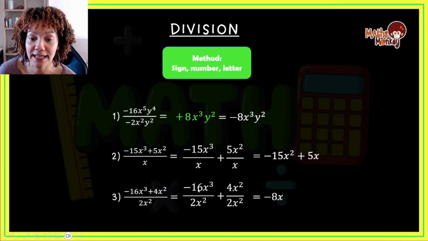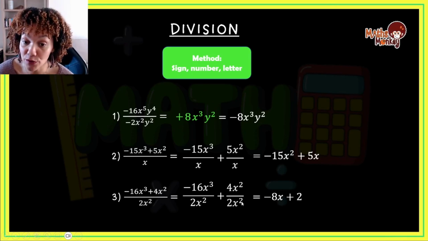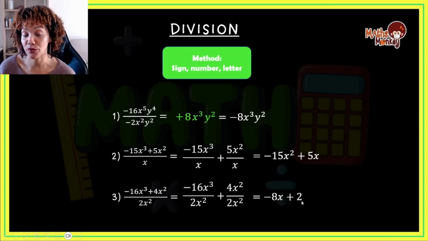Right, so a negative divided by positive is a negative. 16 divided by 2 is 8, and x3 divided by x2 is x1. And then in this case, we've got 4 divided by 2 gives me the 2. And take note, I've got x to the power of 2 here and x to the power of 2 there, which essentially cancel each other out. And so I'm just left with the 2. Okay, and that is how we deal with division.